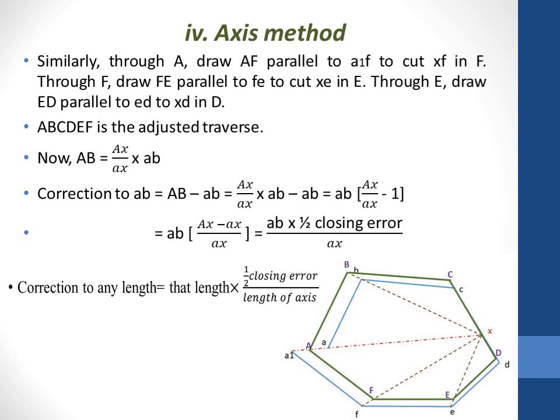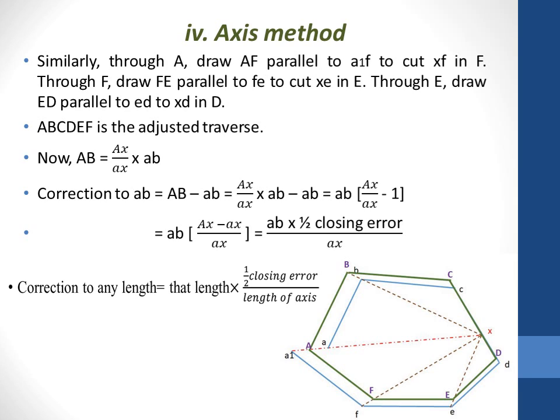So you got all the points, that is capital A, B, C, D, E, F, which is the adjusted traverse. You got the traverse. For certain calculations, if you want to do corrections to small ab, an equation has been derived.